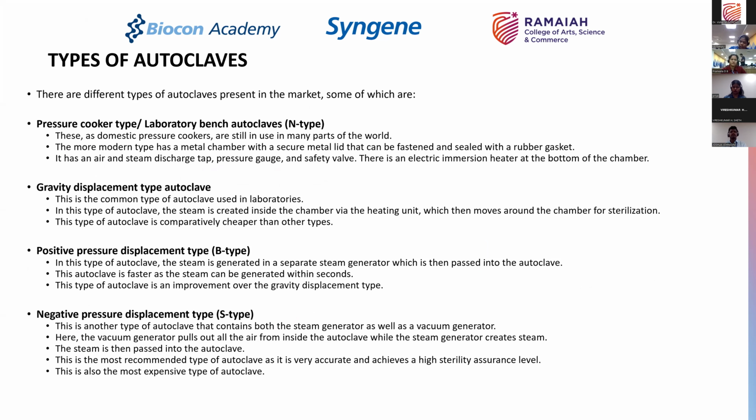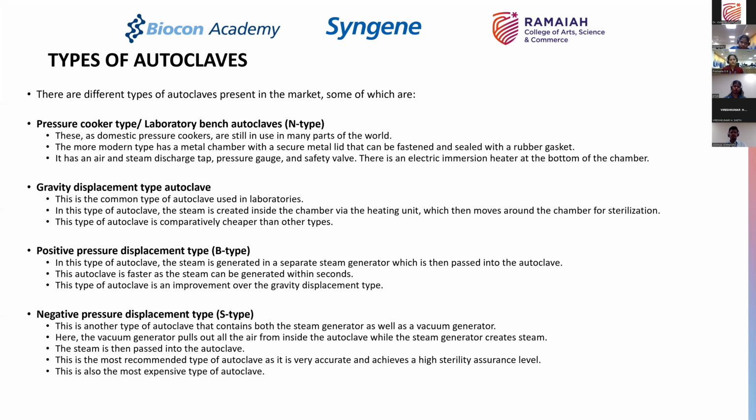It is expensive as compared to a gravity displacement type autoclave, because you have to now consider the cost of two equipments, and then you have certain construction features inside the equipment to make sure that there is a proper air displacement, etc. And as a result of which, the positive pressure displacement type or the B type autoclaves are expensive as compared to gravity displacement type autoclaves.